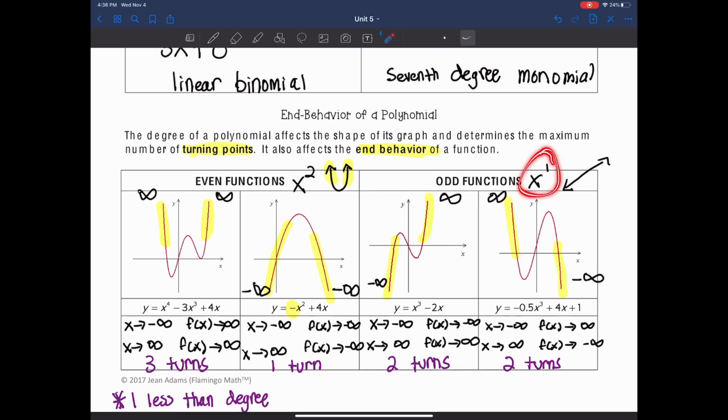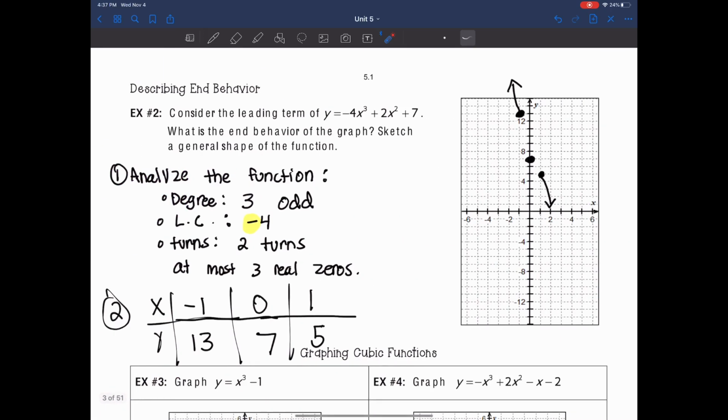And then odd functions, think of x to the first. All of your odd functions are going to also resemble the end behavior of just a regular line graph. Let's go ahead and move on to the next page. So we're going to use what we just learned.